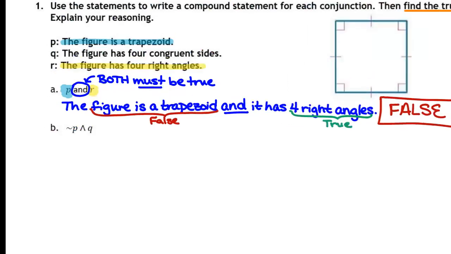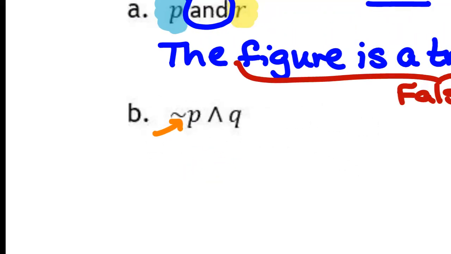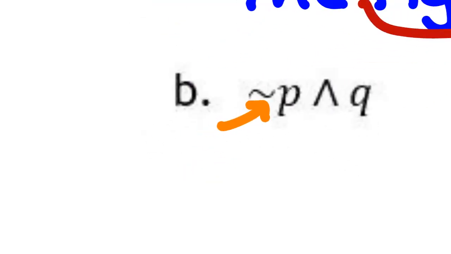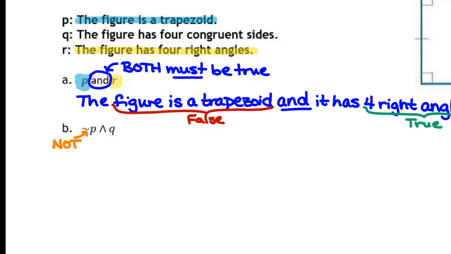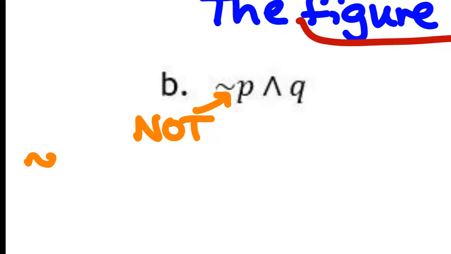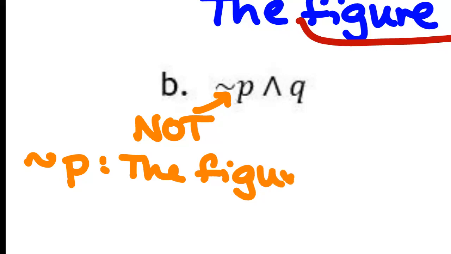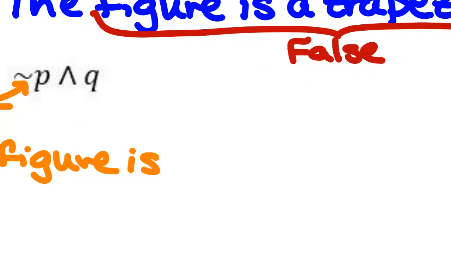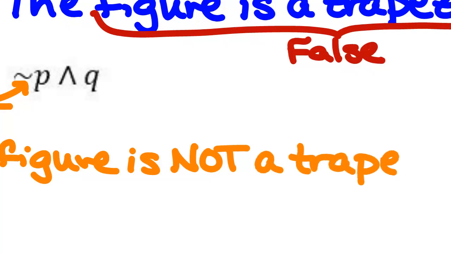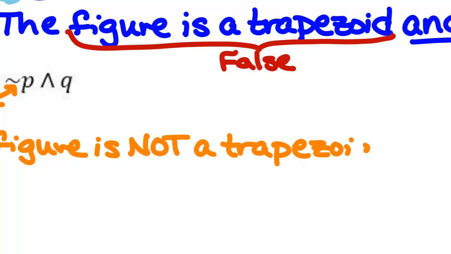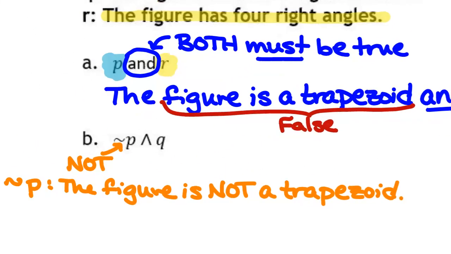Now we get into our notation here. What does the squiggle in front of this P mean? Not necessarily not true, it just means not. I'm going to take my statement and I'm going to negate it. So if P is the figure is a trapezoid, not P would be the figure is not a trapezoid. So that's going to be the beginning of my sentence here.